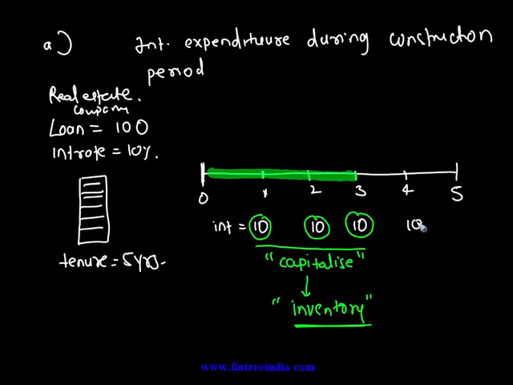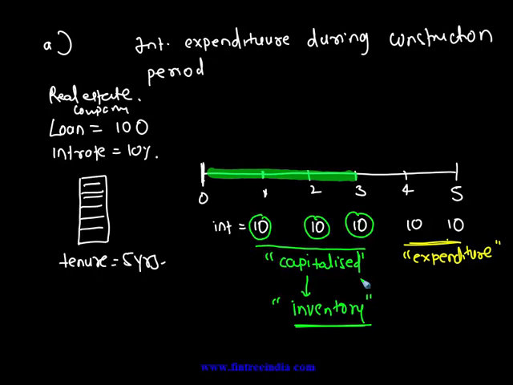However, this 10 and this 10, interest costs incurred after the construction period, both of these would directly be shown as an expenditure and they would be taken to income statement. Are you fine with this? So interest costs incurred during the construction period are capitalized, but after that they are expensed out.